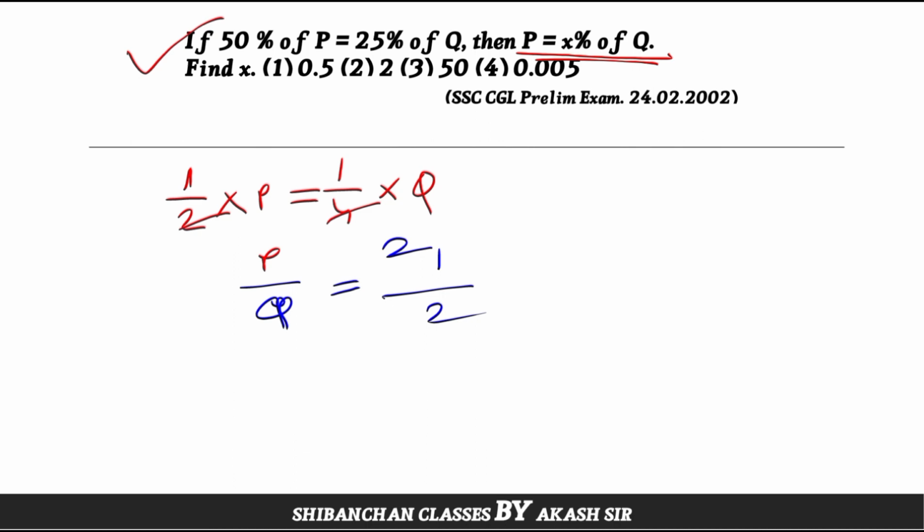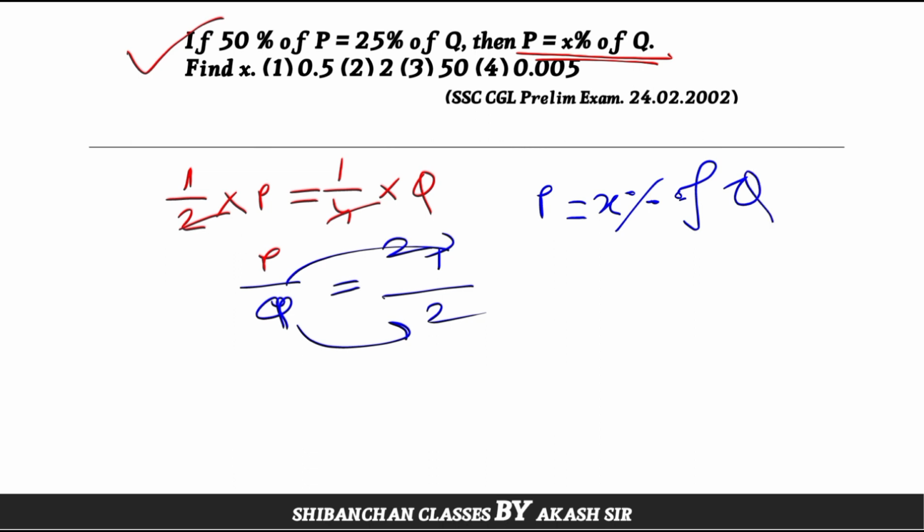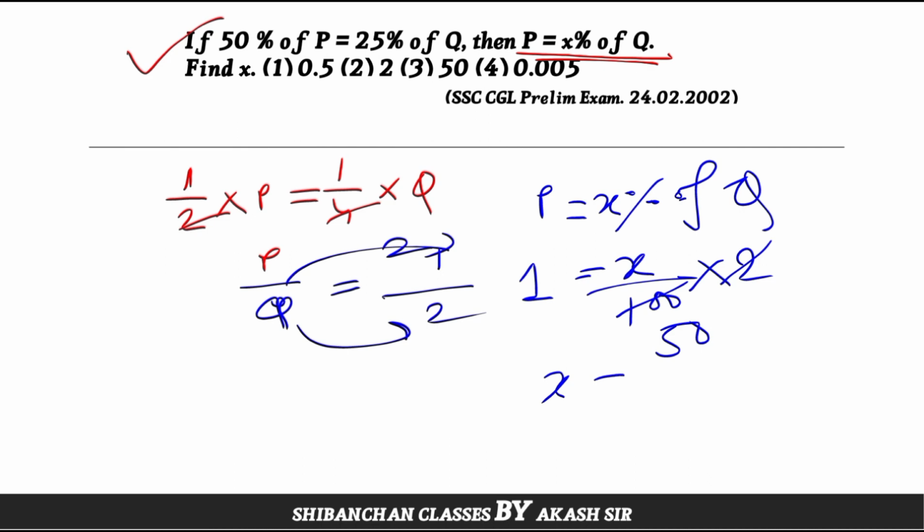Okay, now p represents 1, q represents 2. Then put the value here. p equals x% of q. Now p means 1, x means x by 100, and q means 2. Simple. Cut it by 50. What you get? x equals 50 is your correct answer. x equals 50. Any doubt? I hope no doubt.